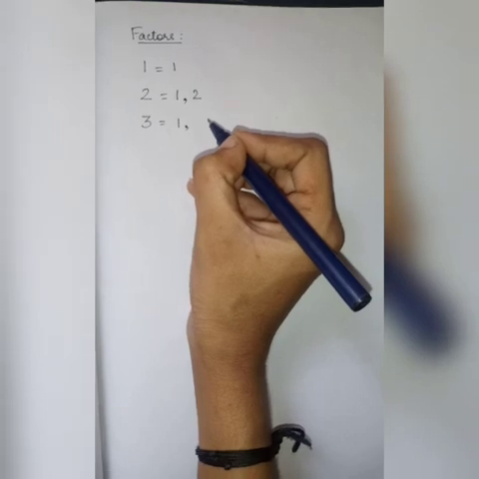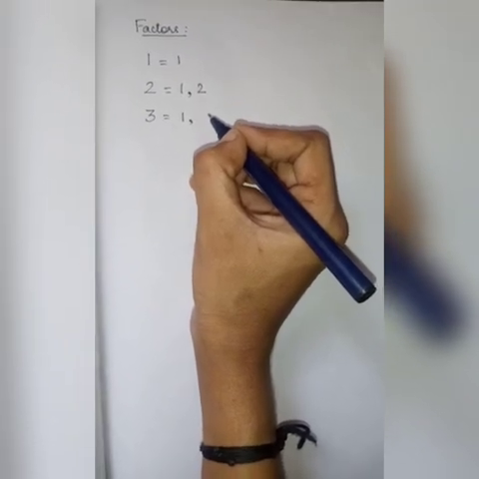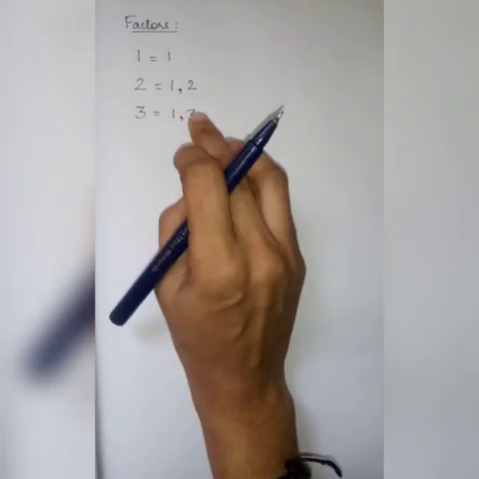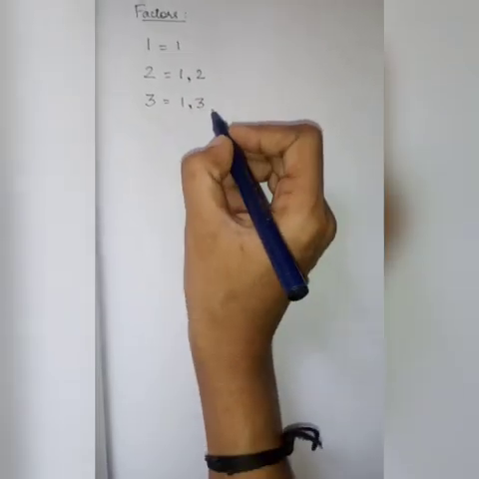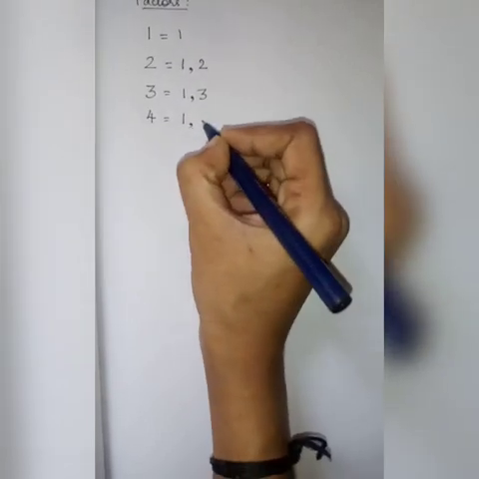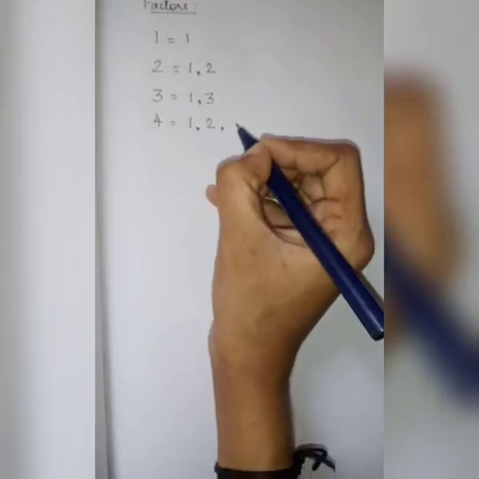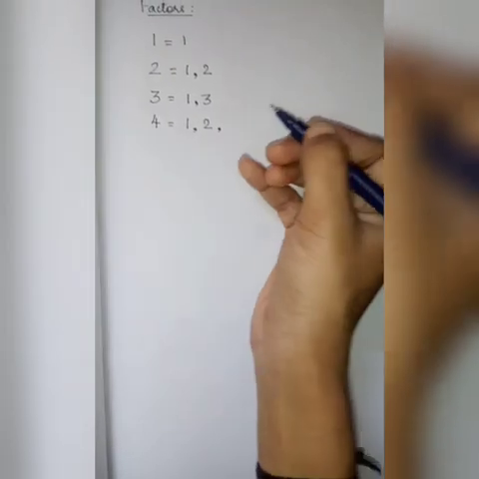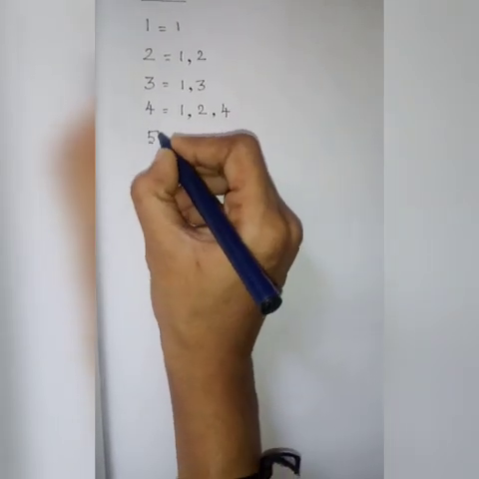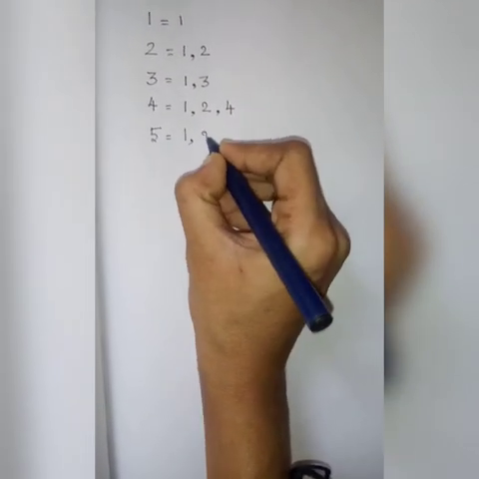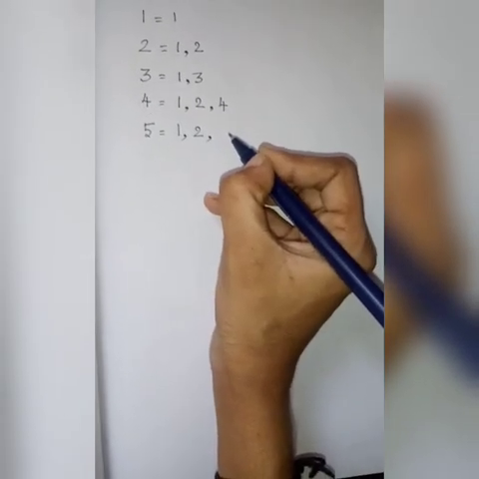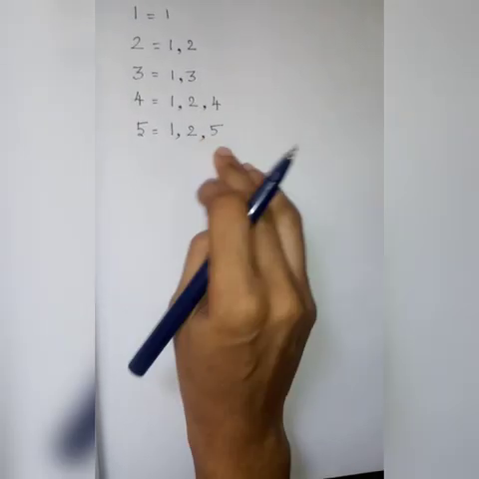Next, 3. It comes in the first table. Does it come in the second table? No. Does it come in the third table? Yes. That's all. It goes only till 3 because the number is 3, so it is finite. Next, 4. It comes in the first table and the second table. Does it come in the third table? No. Next is the fourth table. Yes. That's all, we stop there. Next, 5. First table, yes; second table, third table, does it come? No. Fourth table? No. Fifth table, yes. That's all. It will stop.